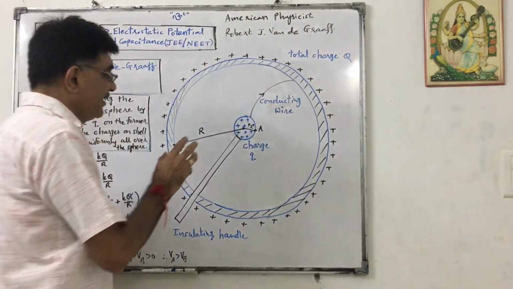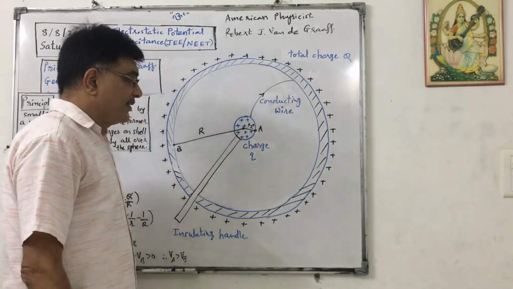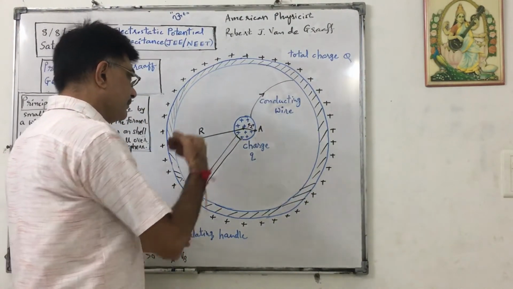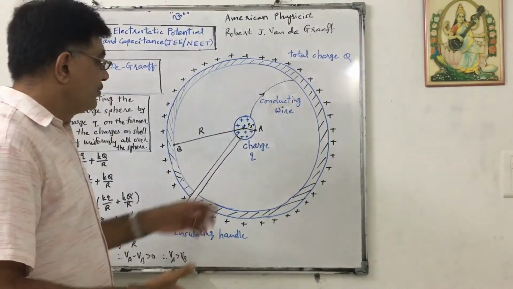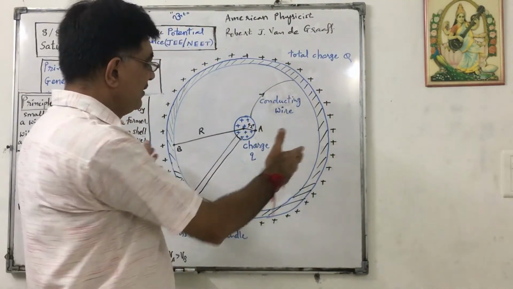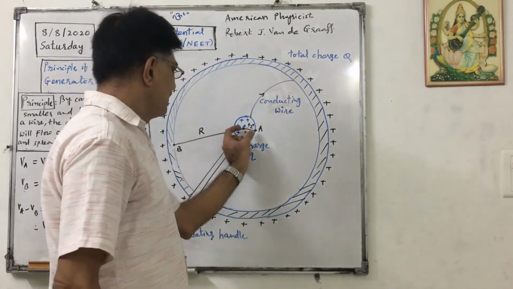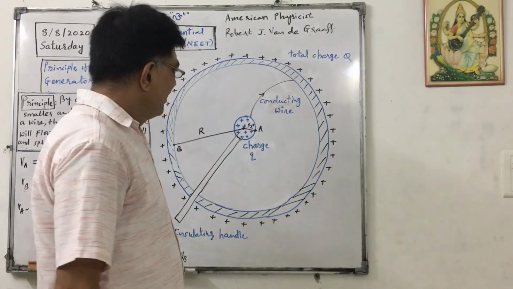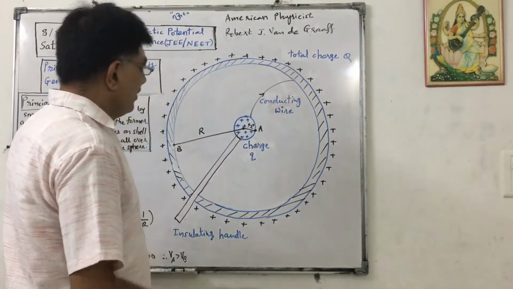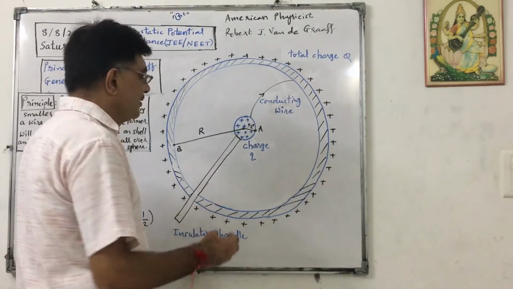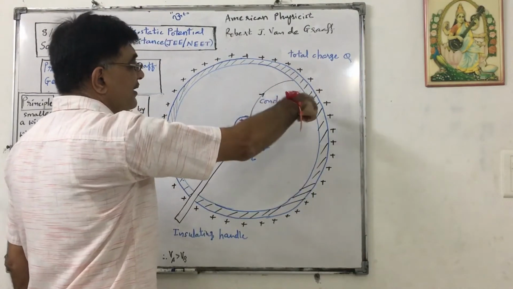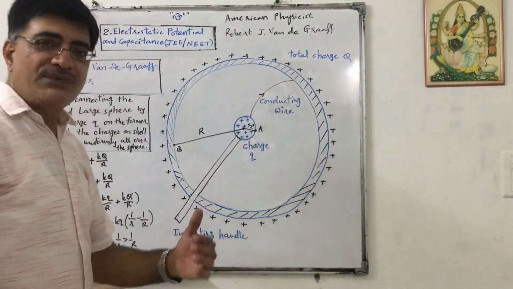First of all, see, this is a sphere having charge small q. We will provide continuous charge to this sphere. And this is a hollow sphere with radius capital R. This one has radius small r. They have the same center. Now suppose at some point of time the charge on this sphere is small q and the charge on the hollow sphere, that is the shell, is capital Q.